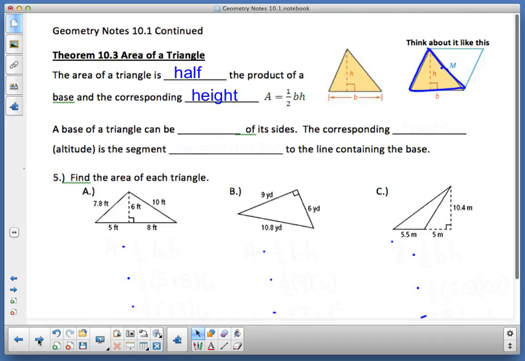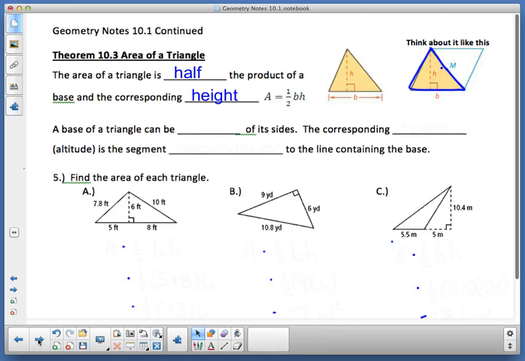Now, the reason why this works so nicely, keep in mind, if I were to just slide this over right here, that is a parallelogram, and that has an area of base times height. Well, check it out. I flip it down, slide it in, that's the same size as that triangle. So really, base times height gives me the area of 2 triangles. I cut it in half, I get 1.